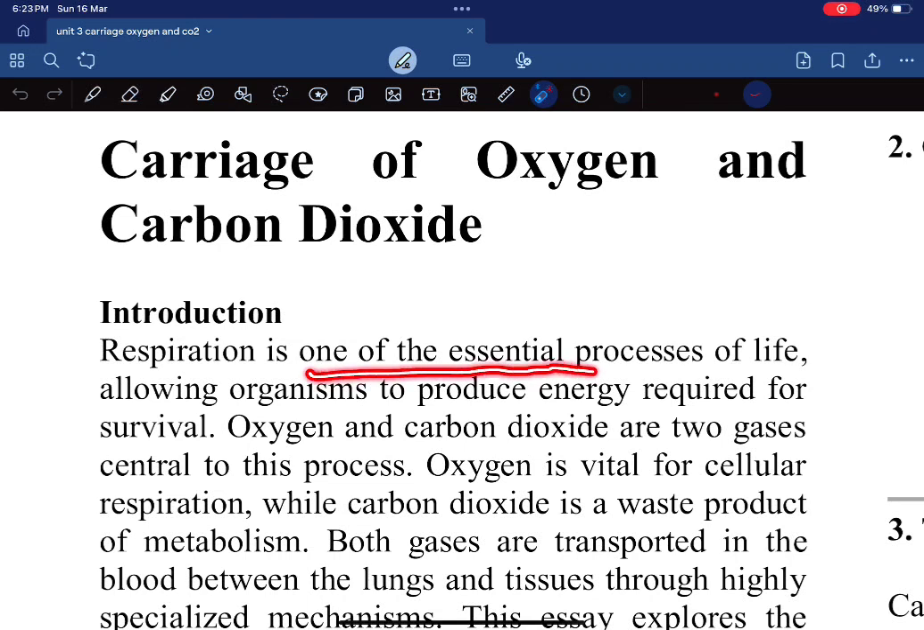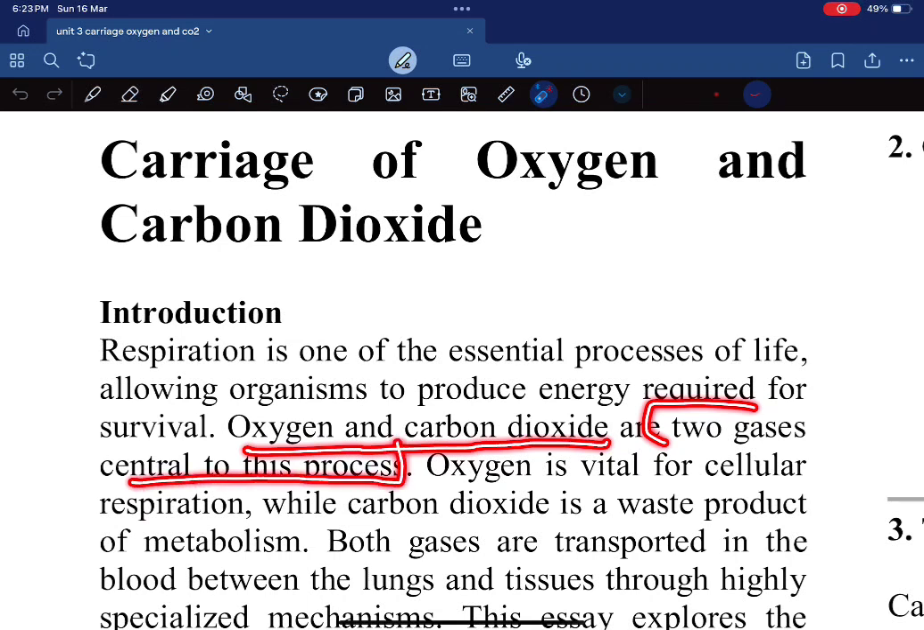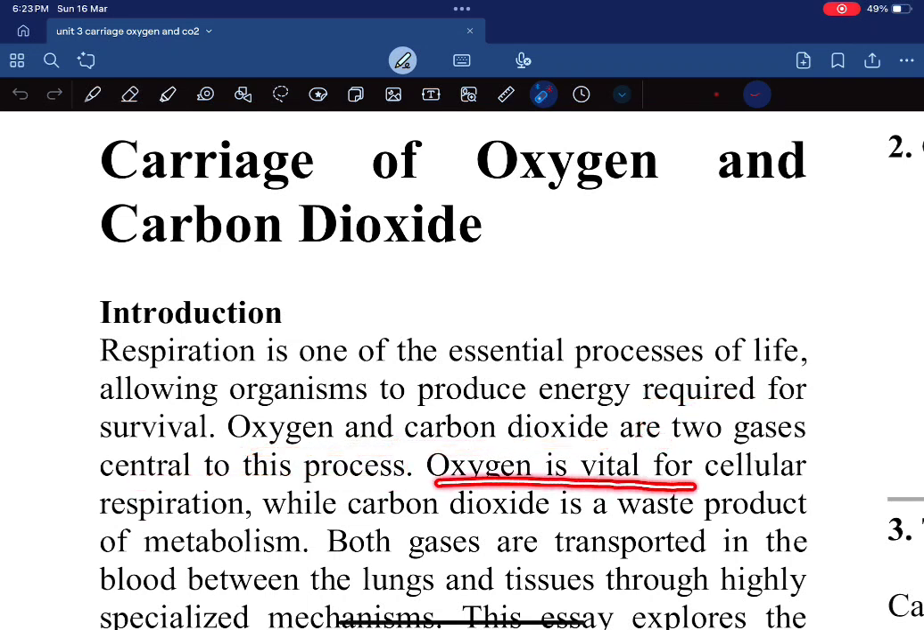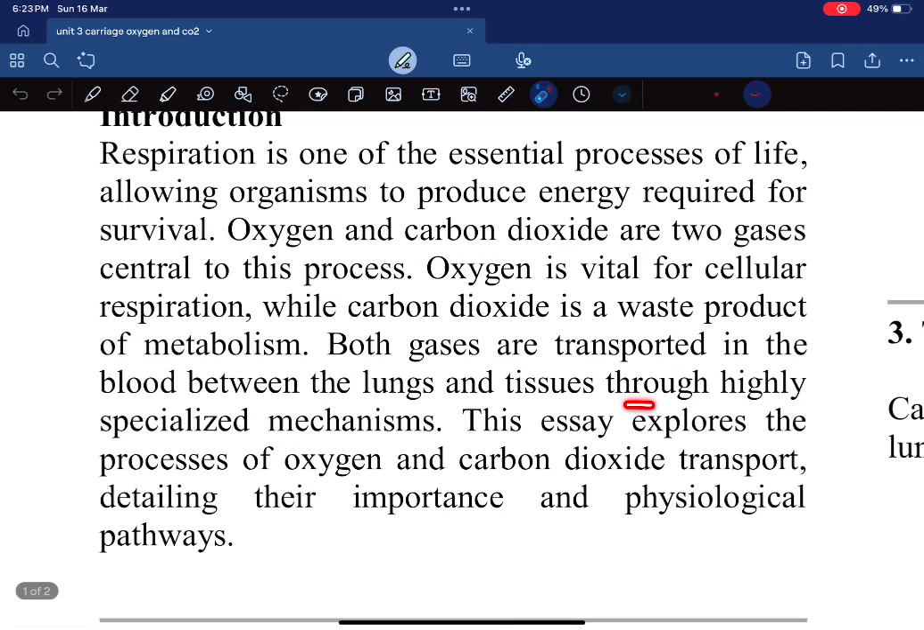Respiration is one of the essential processes of life, allowing organisms to produce energy required for survival. Oxygen and carbon dioxide are two gases central to this process. Oxygen is vital for cellular respiration, while carbon dioxide is a waste product of metabolism. Both gases are transported in the blood between the lungs and tissue through highly specialized mechanisms. This essay explores the process of oxygen and carbon dioxide transport, detailing their importance and physiological pathways.